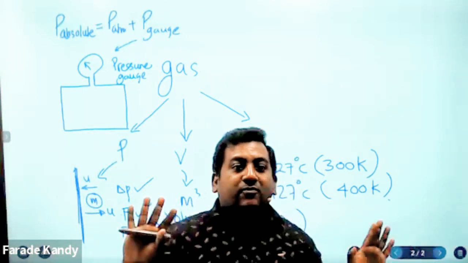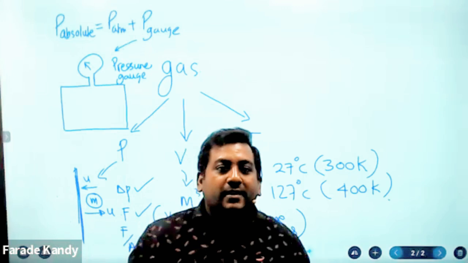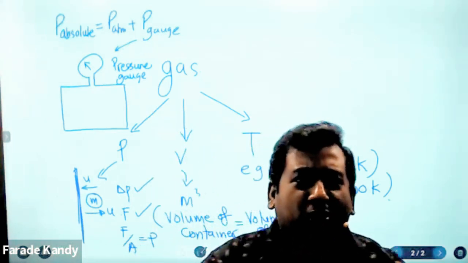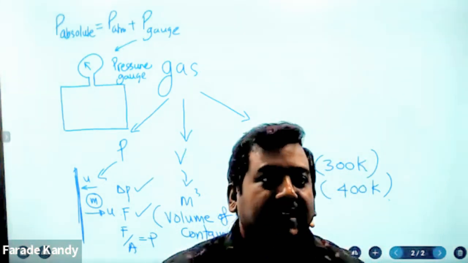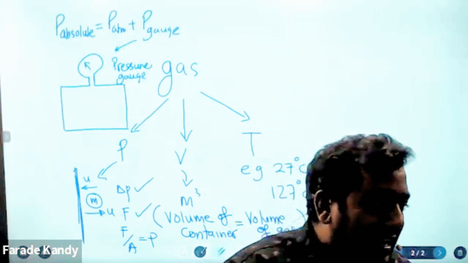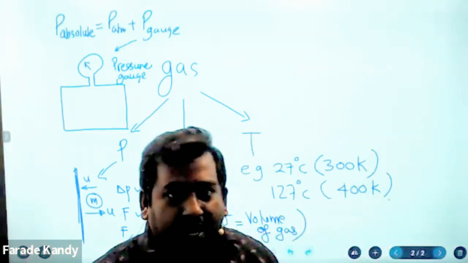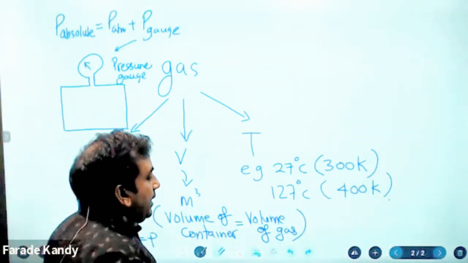So now I'm going from simple to complex. Pressure, volume, temperature, then the assumptions. We are sticking with ideal gases.